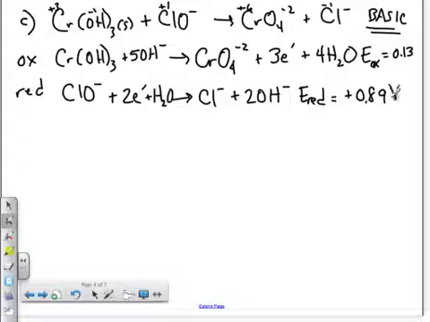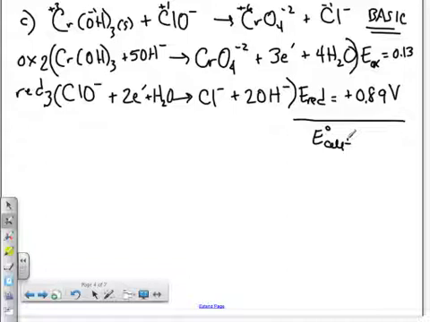Okay, so now I need to look at those electrons and those 2 half reactions, and they're not the same. I've got to multiply this top one by 2, the oxidation, and the reduction by 3. Again, that is not going to change my E cell. I'll go ahead and even do that. E cell is equal to 1.02 volts.